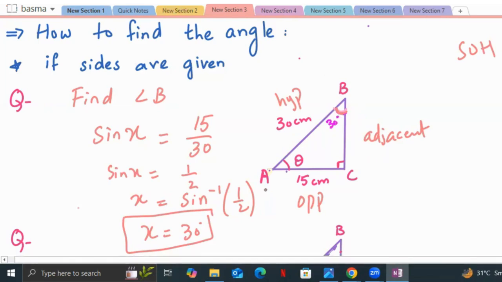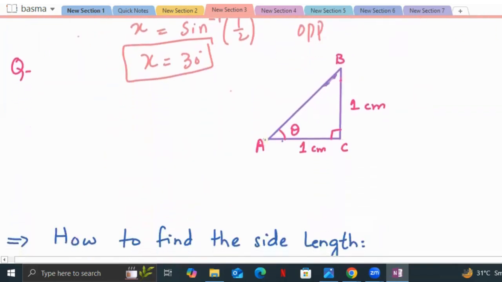So this is how, in a right angle triangle, you can find any missing angle. If the angle is missing, they must give you two sides. So identify those sides, then use the appropriate trigonometric ratio according to the given sides, and then find your angle. Remember, when you move the sine, cosine or tangent to the other side without the angle, they always become inverse.